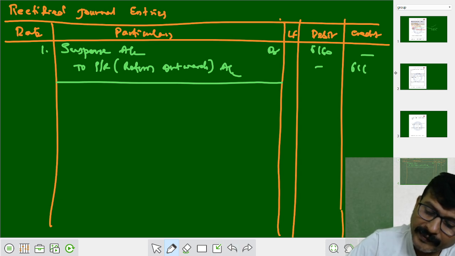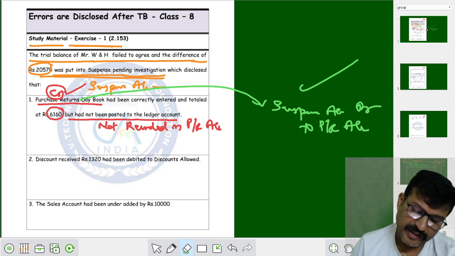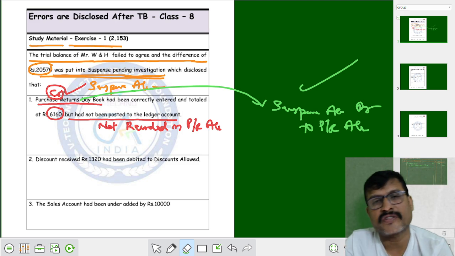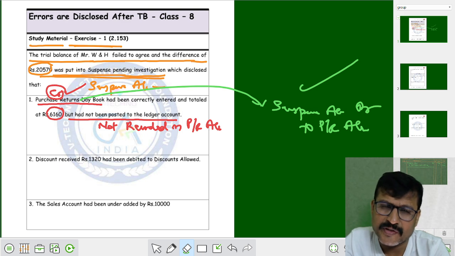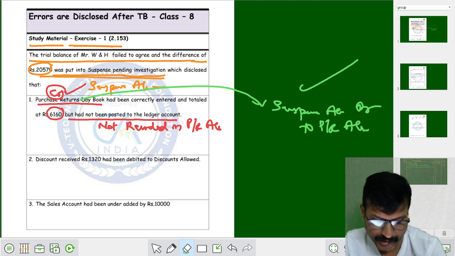Now what entry we have to pass? I mean, what narration we have to pass. Being purchase returns is now posted in the ledger. I hope you got it.